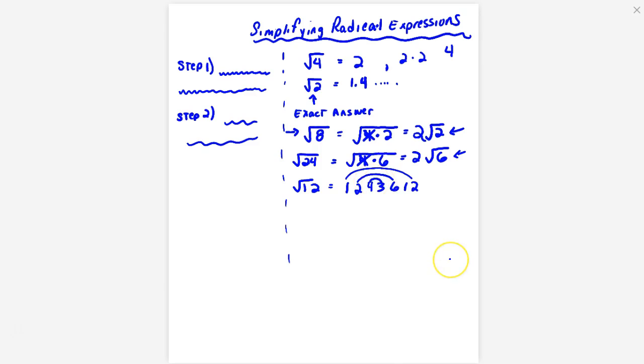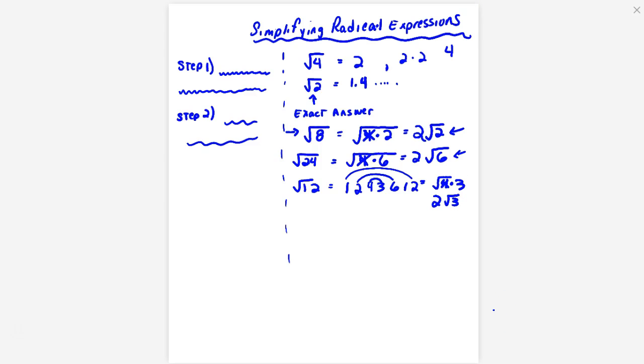Okay? So of these factor pairs, are there any that give us a perfect square? And you're right, the only one here is 4. So that's going to be the square root of 4 times 3, which is going to give us 2 root 3. Okay? So that's one way.